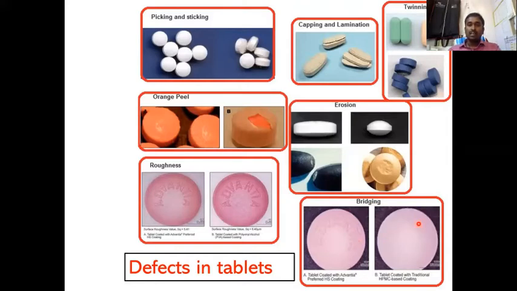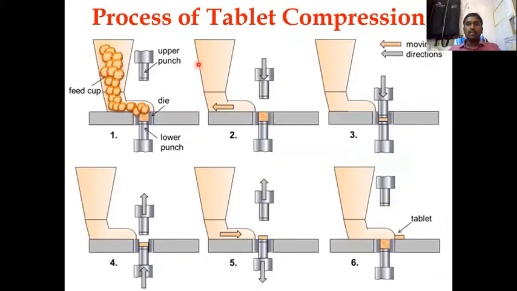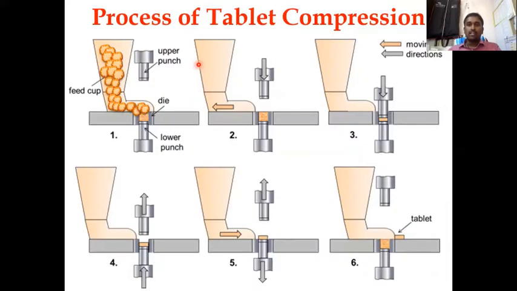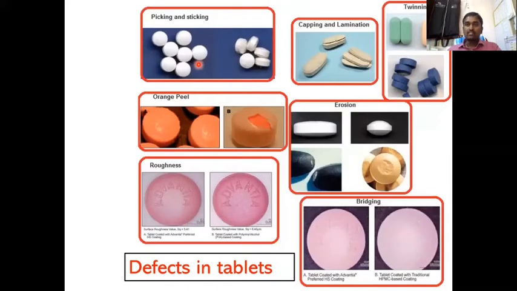This is not there in the textbook at all, but you have to understand it to go further with the process which is there in the textbook. This is nothing but the process of tablet compression, and these are the defects that can be observed once the tablet has been finished.